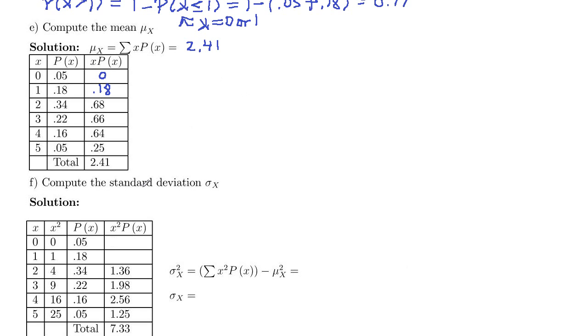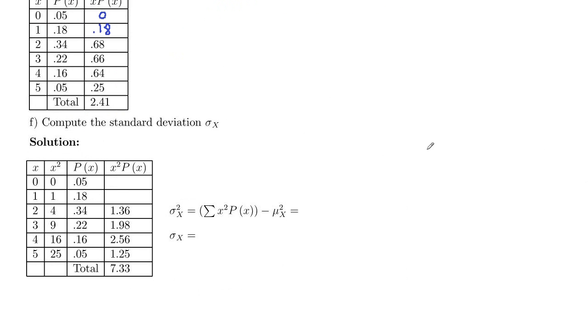Compute the standard deviation. So the variance is given as the sum of x squared times the probability minus the mean squared. Well, we've already got the mean, that's the 2.41 here. So we need to do an x squared column. So we've got x and we've got probability of x, and then for this x squared column I just did 0 squared is 0, 1 squared is 1, 2 squared is 4, 3 squared is 9, 4 squared is 16, and 5 squared is 25. And probability of x values just brought down from here.